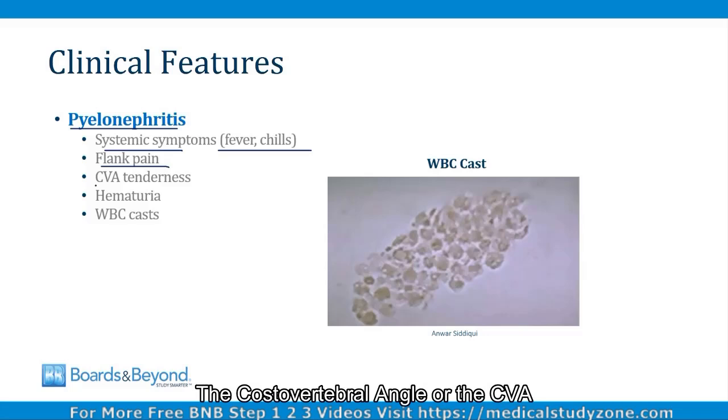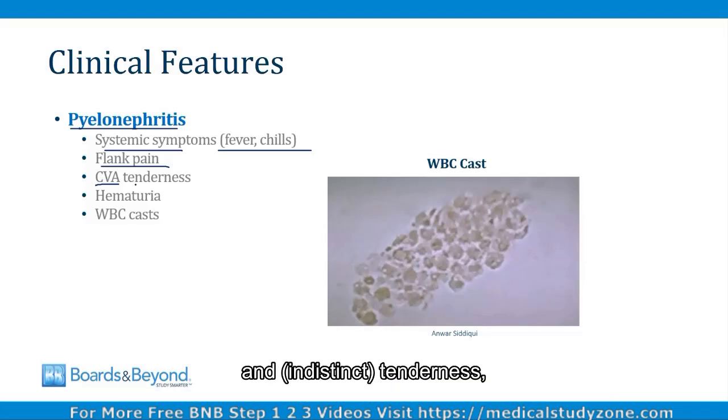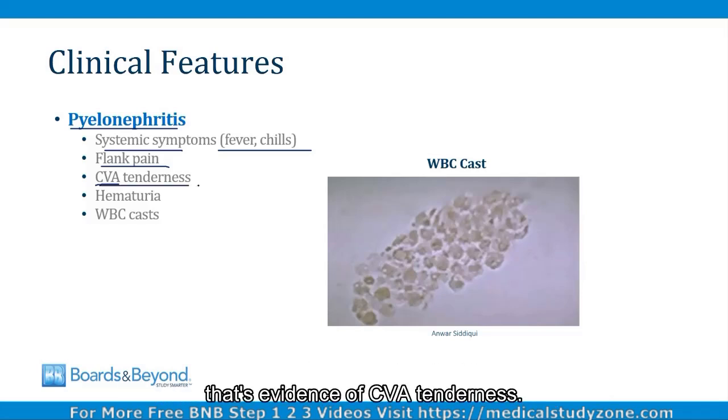The costovertebral angle, or the CVA, is where the ribs insert into the spine. Basically, it's the back of the abdomen. And if you tap this area in a patient with pyelonephritis and elicit tenderness, that's evidence of CVA tenderness.